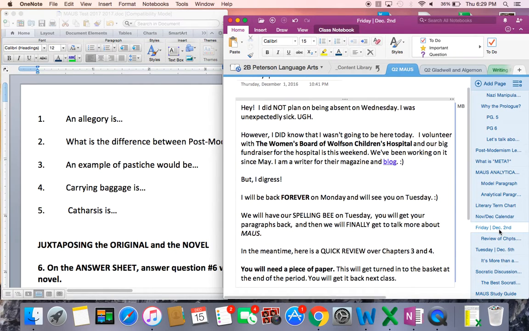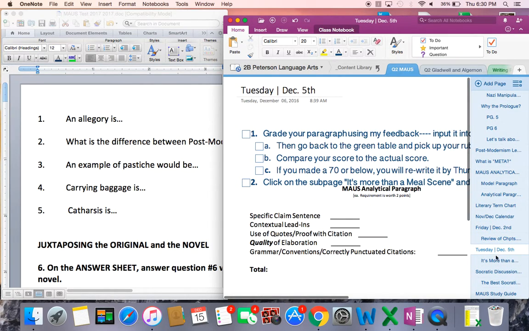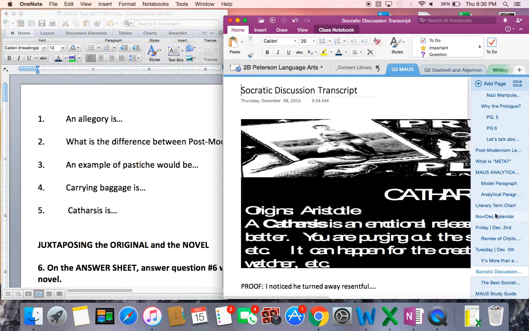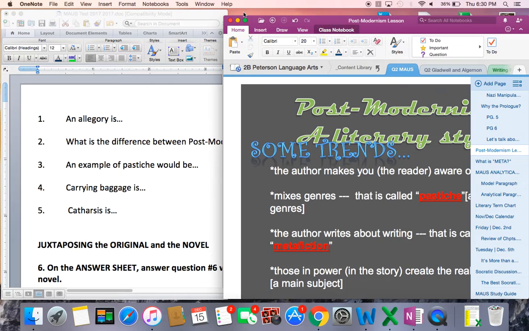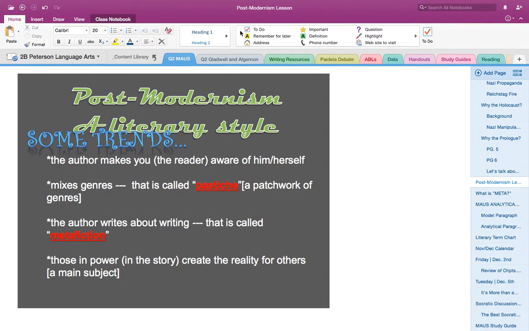I have all of the things that we've been learning, if I can click on it the right way. Okay. There it is. Postmodernism, a literary style, some trends, and then it tells you what metafiction is. So obviously, postmodernism is a literary style. Metafiction is a feature or a trend in that literary style. So that's how they're different. One's a style, one is actually a feature. And metafiction is writing about writing.